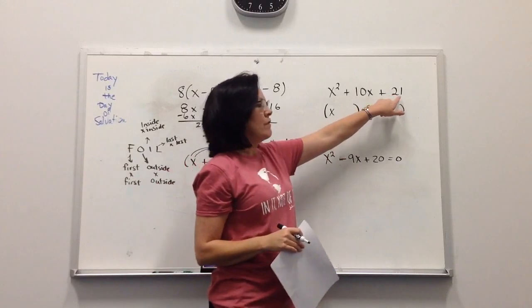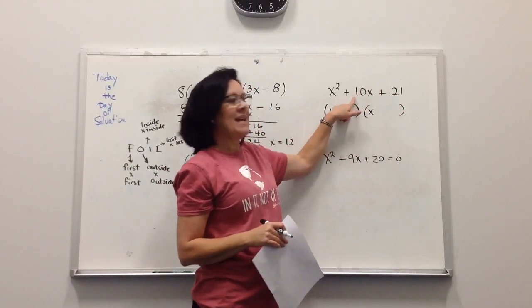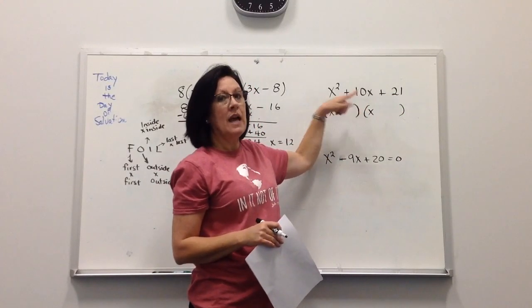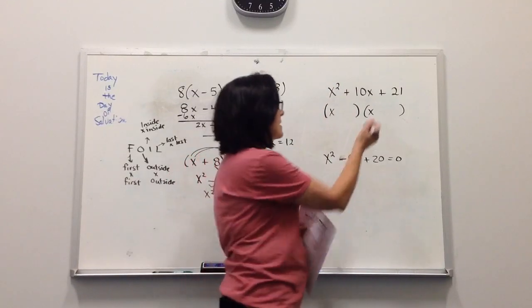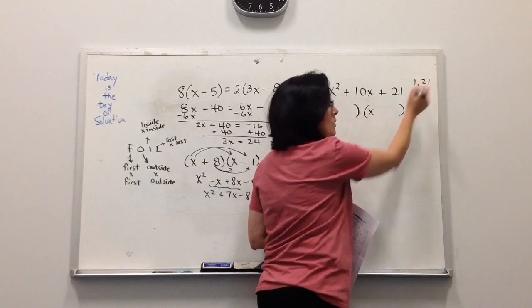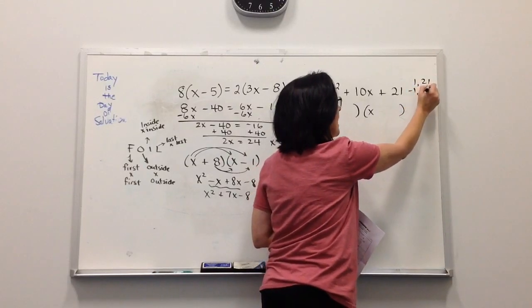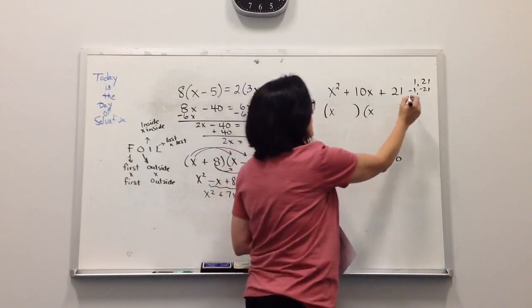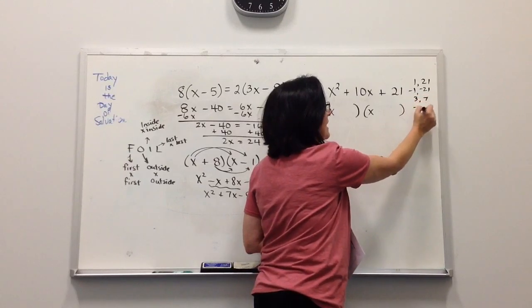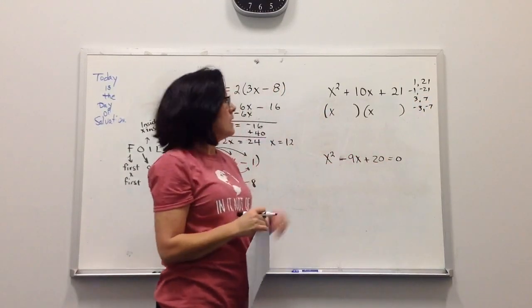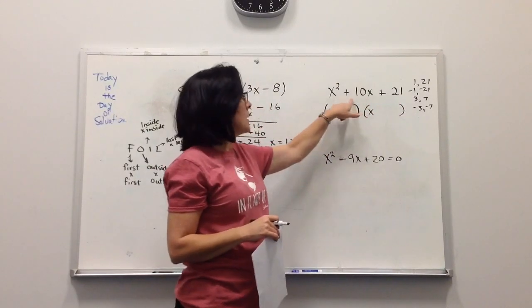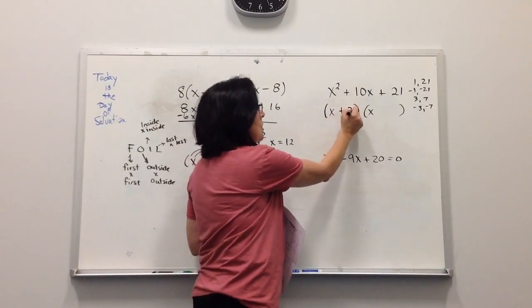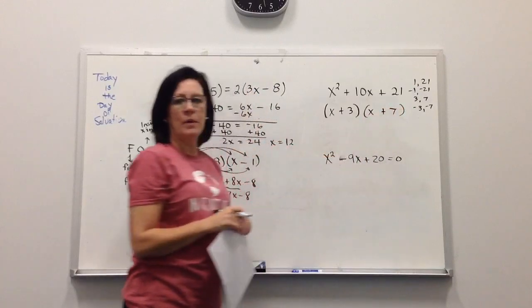The square root of x squared is x. Now remember, I'm looking for factors of 21 that added together equal 10. I may have to use both positive and negative factors to get to this. So factors of 21 would be 1 and 21, -1 and -21, 3 and 7, and -3 and -7. Now we can look from those sets of factors and realize that 3 plus 7 equals 10. So I've now factored that trinomial.